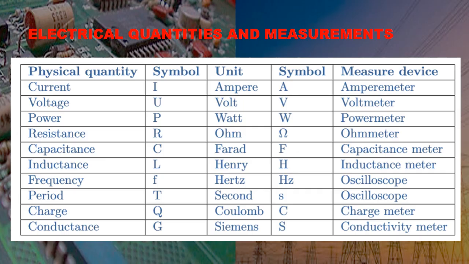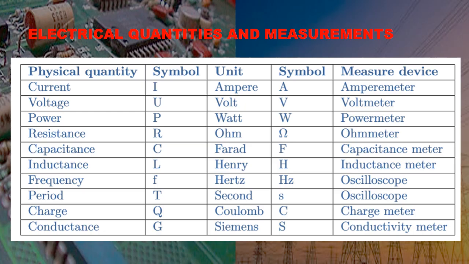So charge, electric charge, the coulomb, can be measured by a charge meter, and conductivity by a conductivity meter. So these are the different electrical measuring devices that are used to measure electrical quantities. Like for mass, we use a weighing machine to measure the mass, and it gives us gram or kilogram. For length, we use a ruler and tape measure and all these to measure length. Likewise, for all the electrical quantities, there are measuring instruments used to measure these quantities. So they are all here, ammeter, voltmeter, and all this.